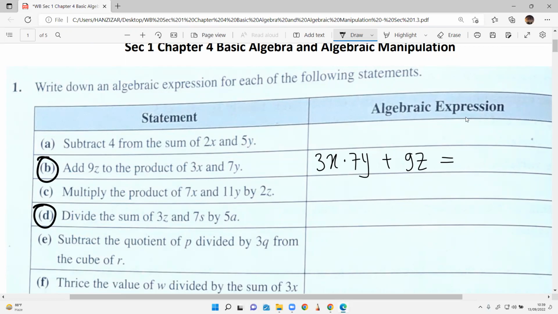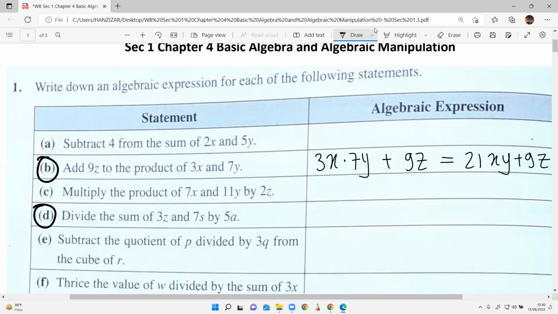3 times 7 is 21. x times y is xy. And then plus 9z. Yes. So this is the final answer. Okay, so both of them are correct. So you can choose either one.